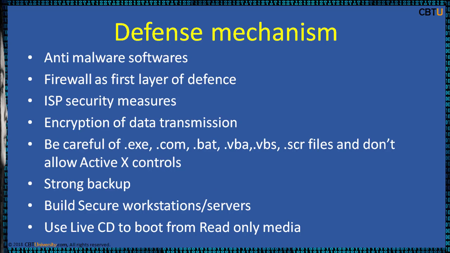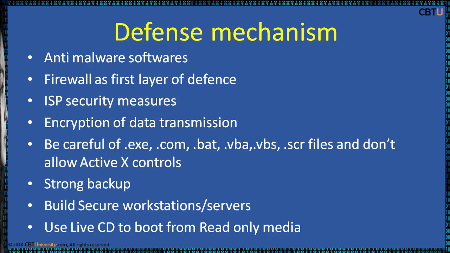We have already discussed some of the defense mechanism points. Let us recap all. Have anti-malware software. Install a firewall as a first layer of defense. Configure the firewall properly. Use UTMs, Unified Threat Management software, to build a strong defense against attacks. Internet service providers' security measures are also important. They must filter malicious traffic to the possible extent to protect your security. You should ask for the security measures to provide protection from threats, intruders, etc. Encryption of data transmission is important to avoid eavesdropping and possible intrusion.